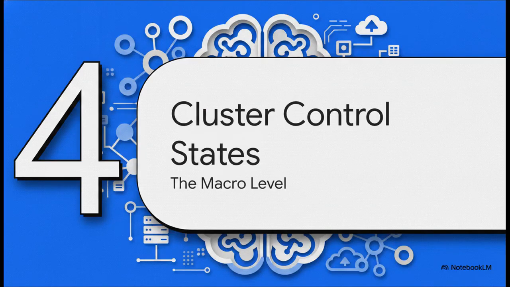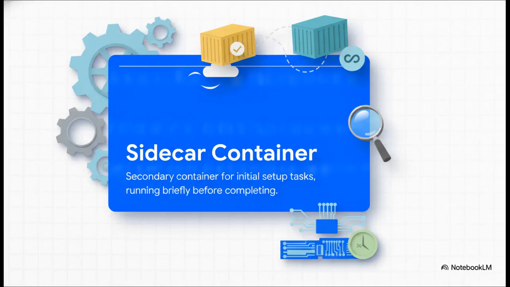Section 4. Cluster control and advanced states at the macro level. Finally, let's zoom all the way out to the overarching brain of the system and look at a few advanced deployment states. Here's a quick pro tip. A container in a completed state isn't always an error. If it's a sidecar container, that just means it's successfully finished its prep work.